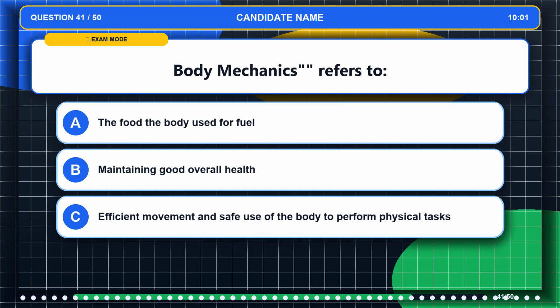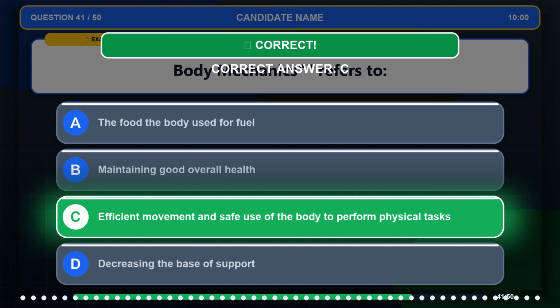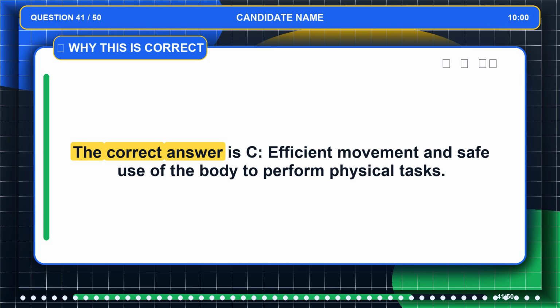Question 41. Body mechanics refers to: Option A, the food the body uses for fuel. Option B, maintaining good overall health. Option C, efficient movement and safe use of the body to perform physical tasks. Option D, decreasing the base of support. The correct answer is option C, efficient movement and safe use of the body to perform physical tasks.